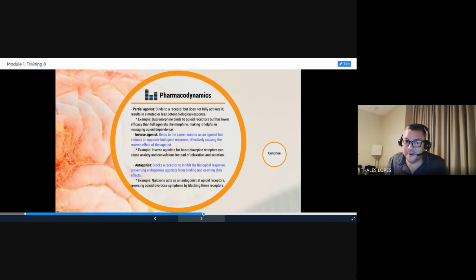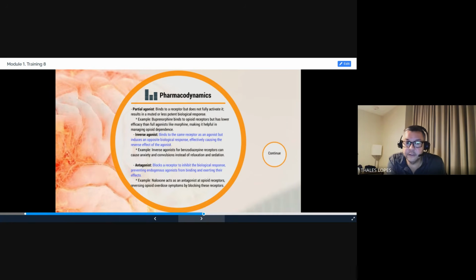Hopefully you understand what I'm trying to say here in a way that you remember for the test. You don't need to know that buprenorphine is a partial agonist, but you need to know that a partial agonist binds to a receptor but does not fully activate it. The buprenorphine example is more of a connection later in the course and the reasons behind it. Now, what you need to know by the letter is agonist, inverse agonist, and antagonist.